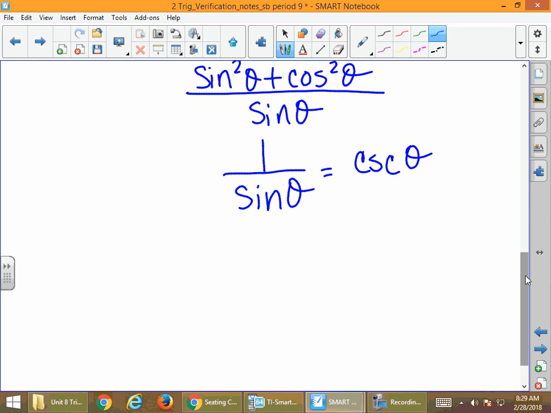Don't stop here. Our last step, when we're verifying these trigonometric identities, is we want the left side of the equation and the right side to be the same. 1 divided by sine is one of our reciprocal identities. 1 divided by sine is cosecant. And now what we've done is we've verified that the left side of the equation is the same as the right side of the equation. Don't skip steps in here. I mean, there are little places, but for the most part, just like in geometry, you need to put everything down.